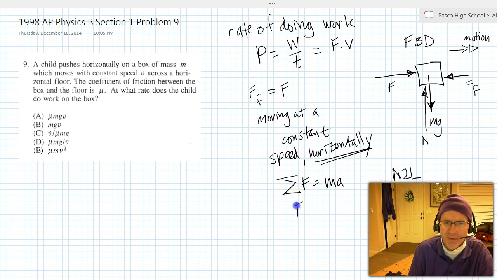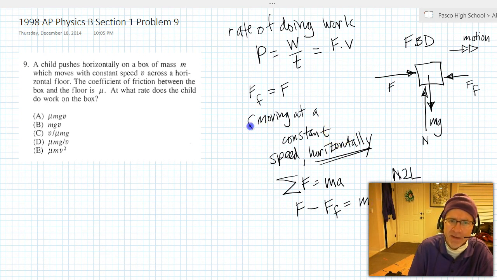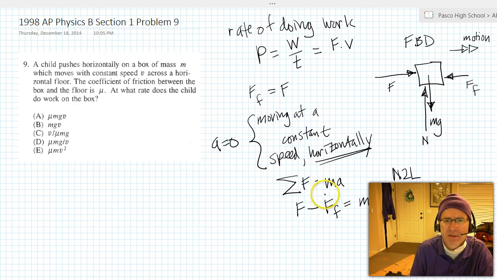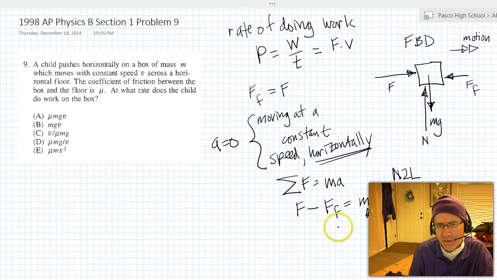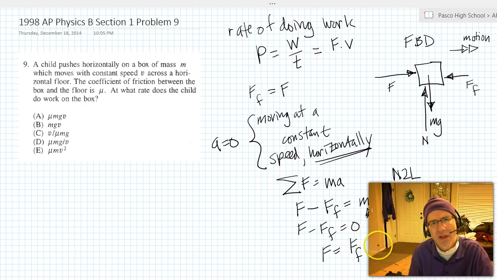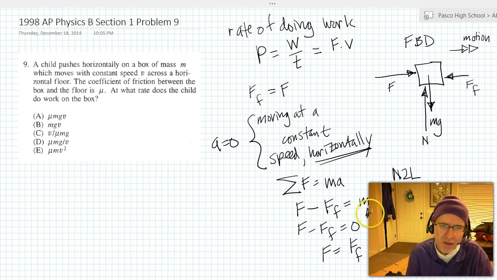So the force I'm pushing minus the force of friction equals the mass times acceleration. But moving at a constant speed means that acceleration equals 0. So force I'm pushing minus the force of friction equals 0. Must mean force equals force of friction. You get pretty good at this, and then you'll see that that happens a lot, but that's okay if you didn't see that.